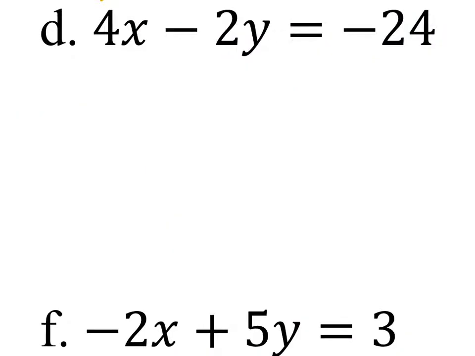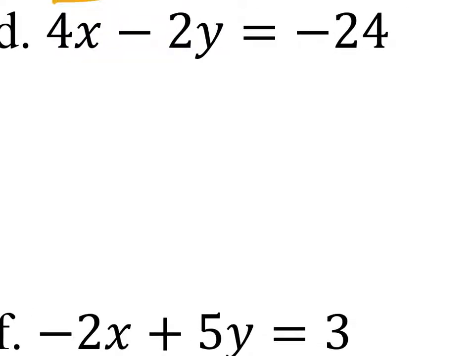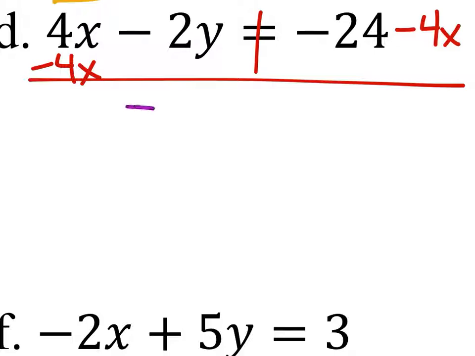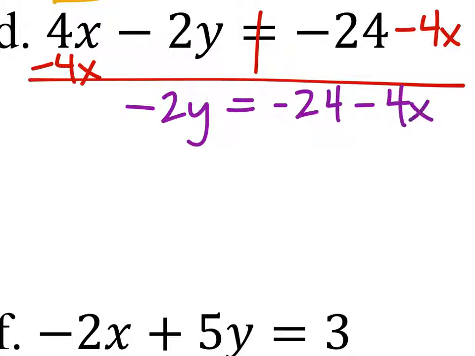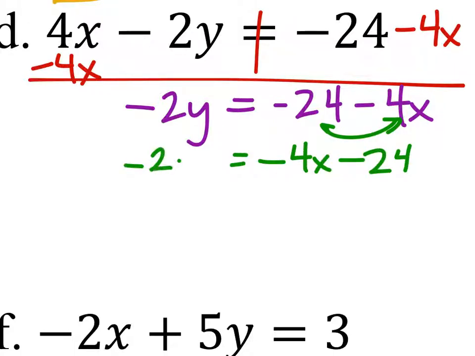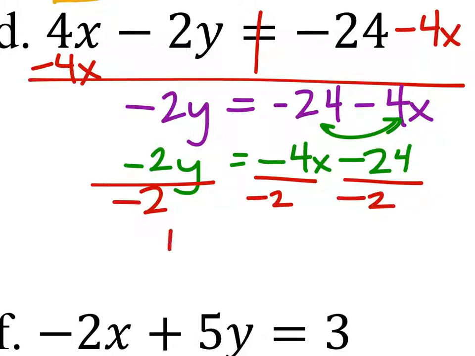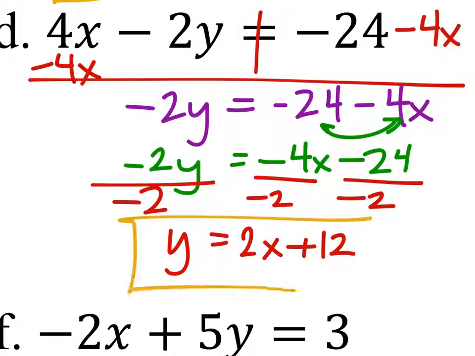So again, the same idea. Let us go ahead and subtract 4x from both sides. So now we got negative 2y equals negative 24 minus a 4x. So again, I'm going to switch these two, giving us negative 4x minus 24 equals negative a 2y. So to solve, we'll just divide all the terms by the coefficient of y, which is negative 2. And we get y equals 2x plus 12. Bam.